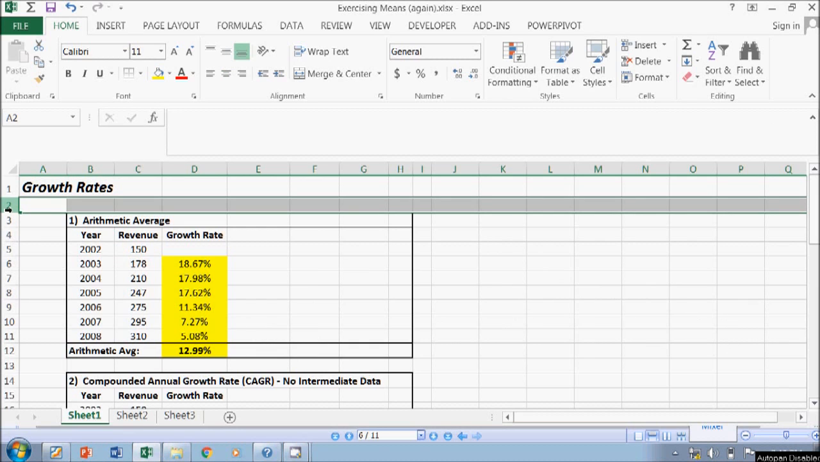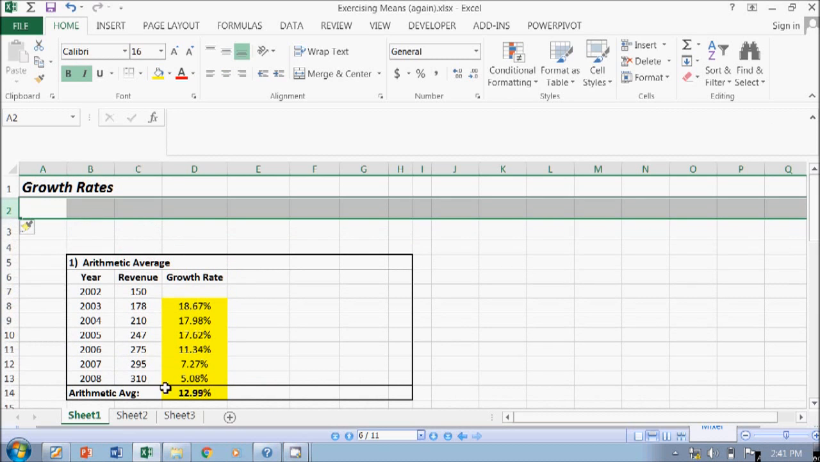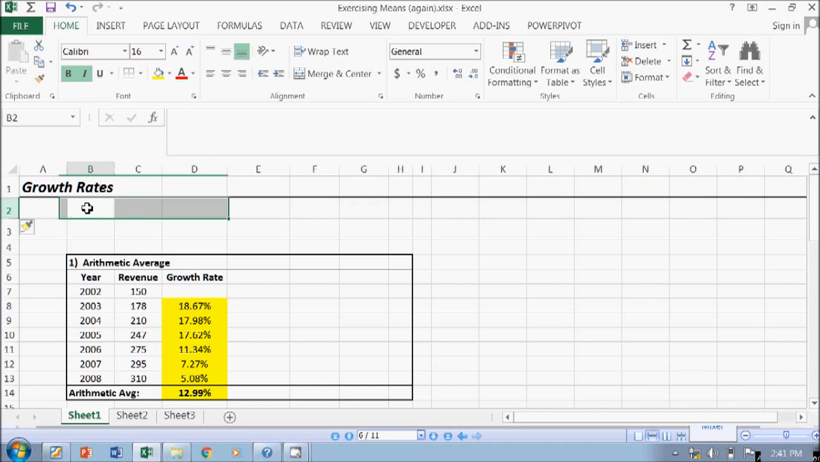I would like to make a video about the one concept that I think is quite critical to understand if you are involved in corporate valuation. This is about how to get the mean or the average of the growth rate for your revenue, for your EBITDA, or even for your EPS.